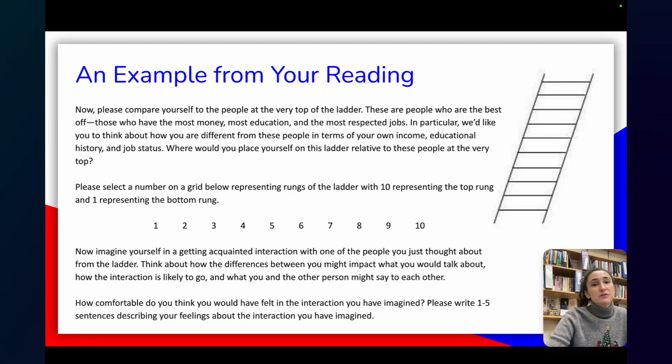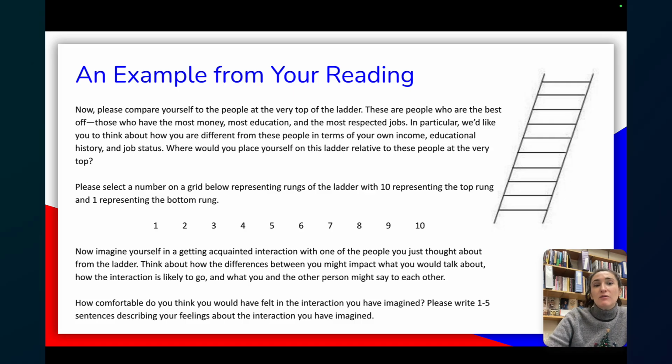Please compare yourself to the people at the very top of the ladder. These are the people who are the best off. Think of those who have the most money, most education, and the most respected jobs. In particular, we'd like you to think about how you are different from these people in terms of your own income, educational history, and job status. Where would you place yourself on this ladder relative to these people at the very top?